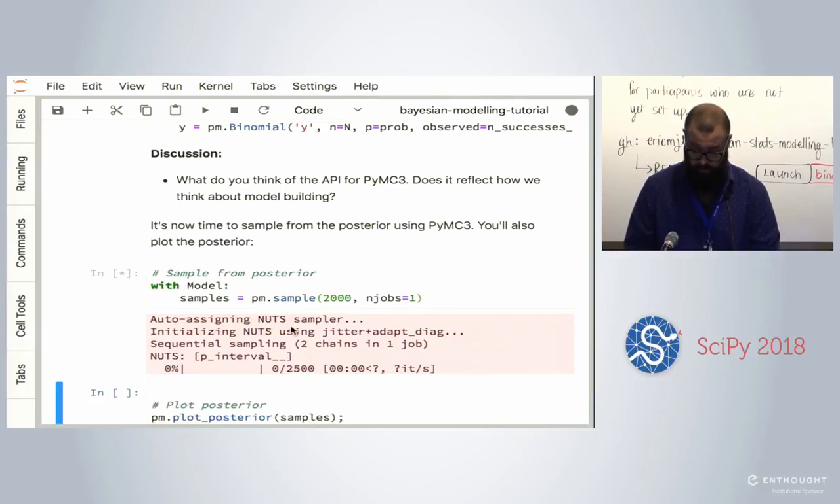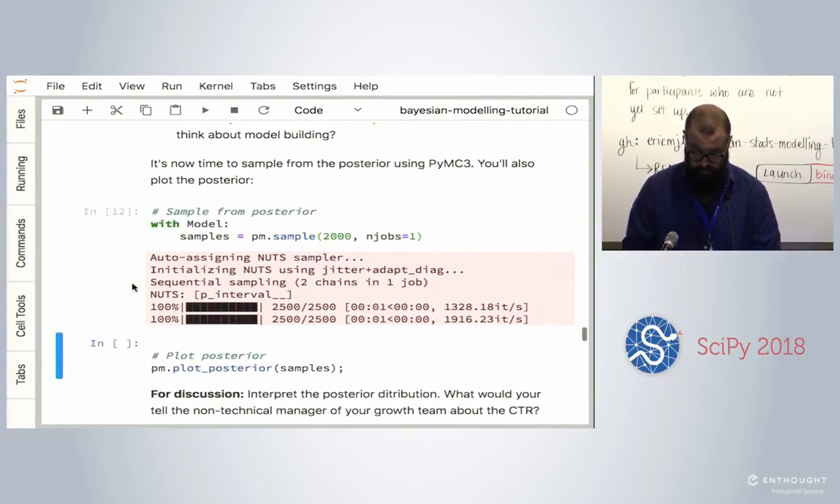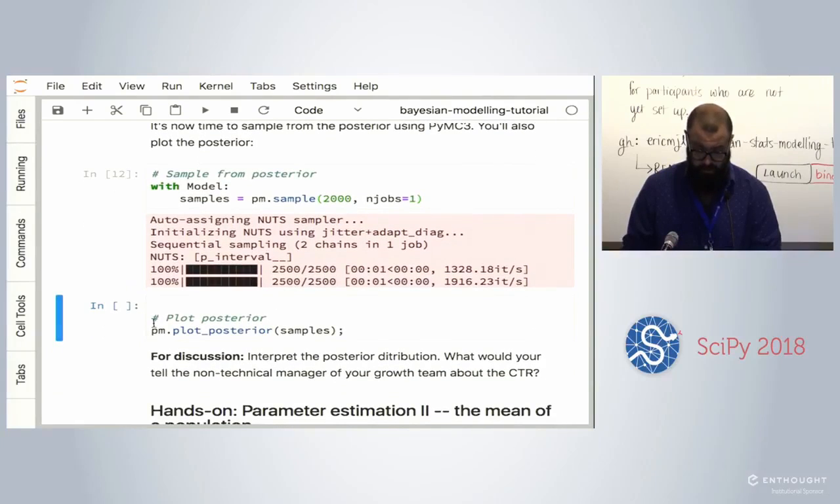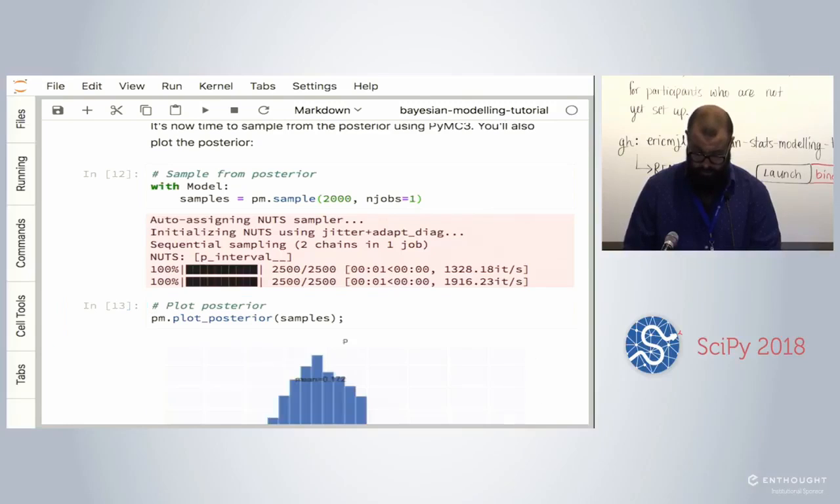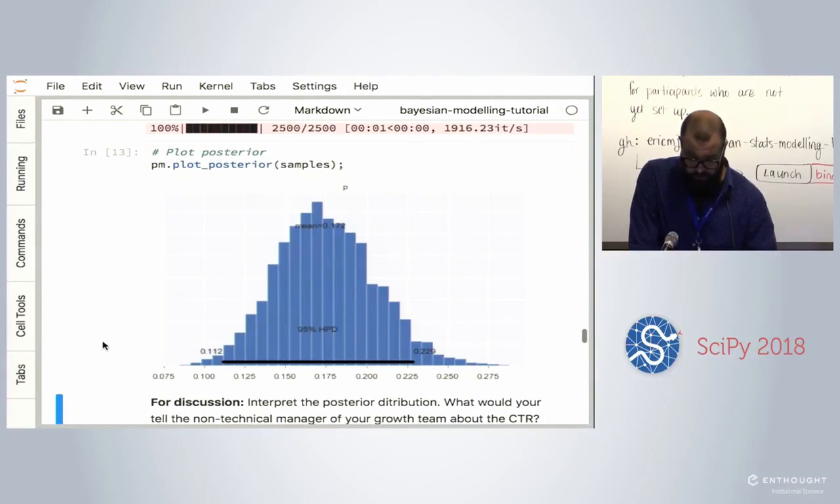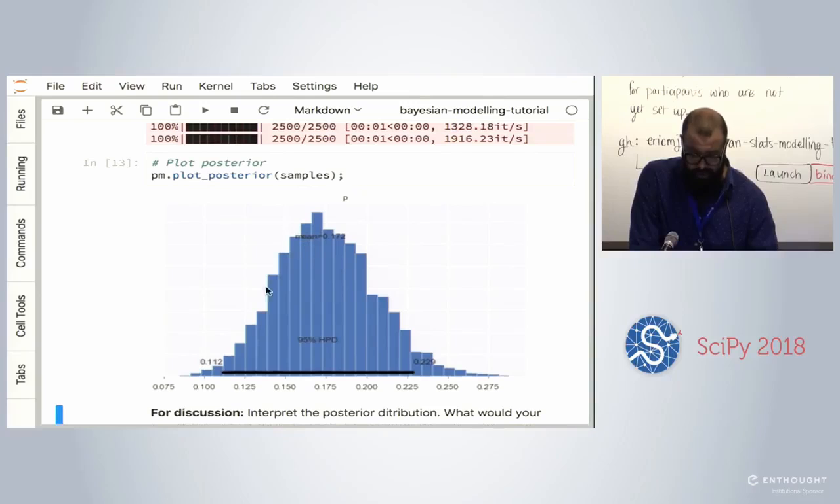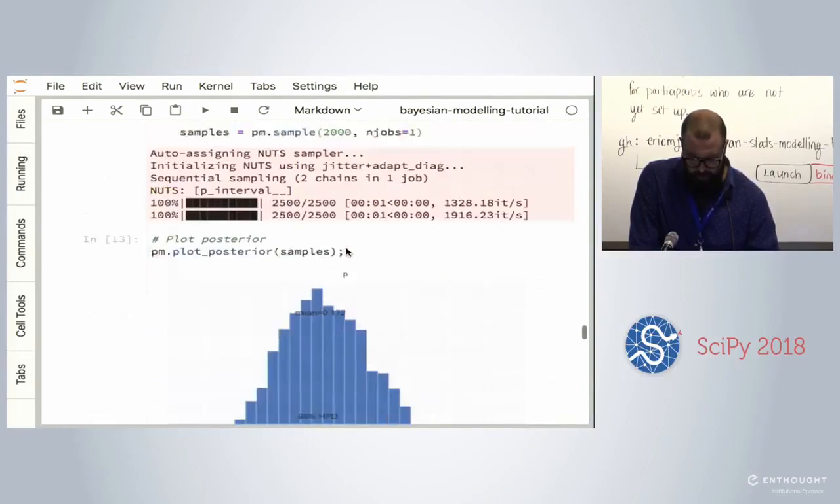It's using something called a NUTS sampler, and we'll see it's doing its thing. Okay, we're done here. And now what I want to do is plot the posterior. Okay, look at that. Now I love this. What we've seen is that the mean value of the posterior is 17.2. What was the initial? It was 15, okay?